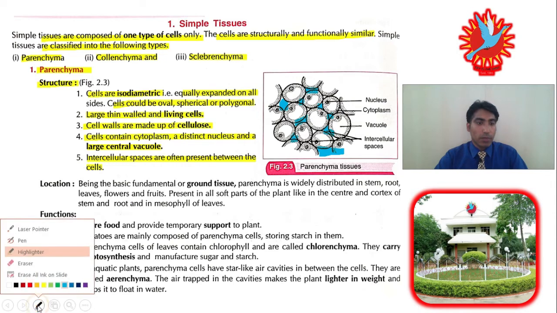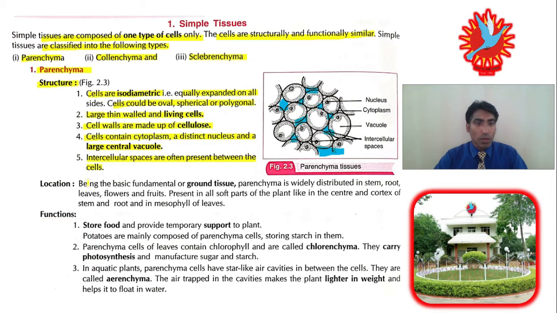Okay, next, location. Being the basic fundamental or ground tissue, parenchyma is widely distributed in stem, root, leaves, flower and fruits. Okay, so basically they may be found in each and every part of the plant body, present in all soft parts of the plant, like in the center and the cortex of the stem and root, as well as in the mesophyll cells of the leaf.